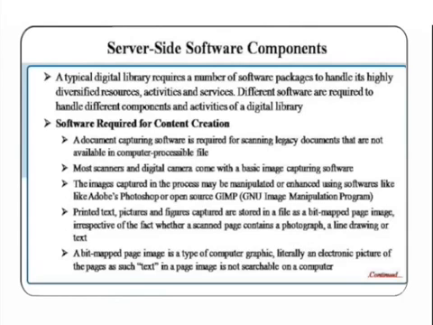Printed text, pictures and figures captured are stored in a file as a bitmapped image, irrespective of whether a scanned page contains a photograph, a line drawing or text. A bitmap page image is a type of computer graphic, literally an electronic picture of the page. As such, the text in a page image is not searchable on a computer.